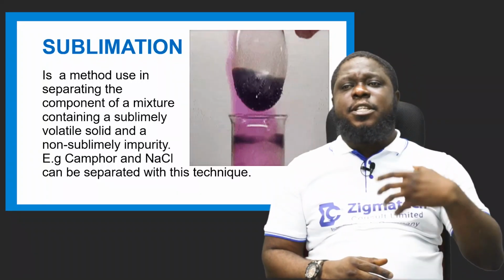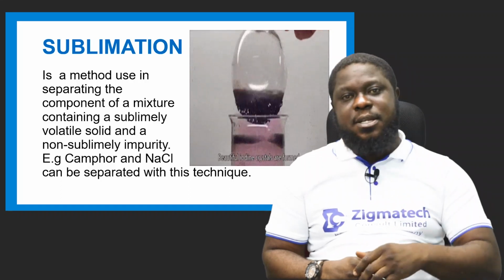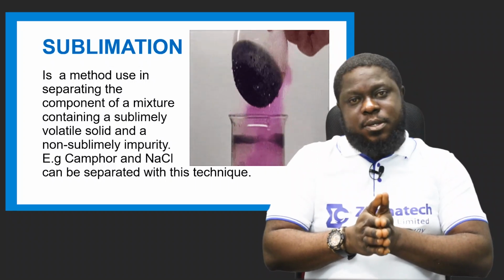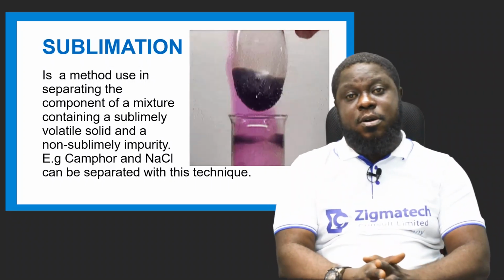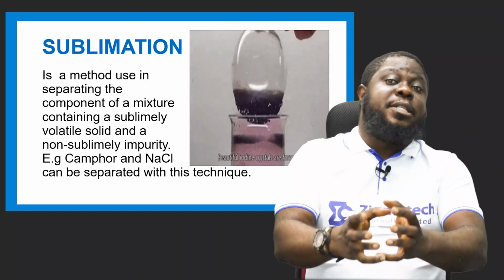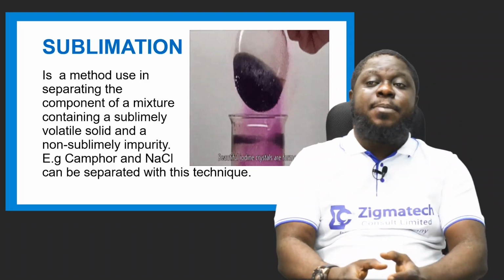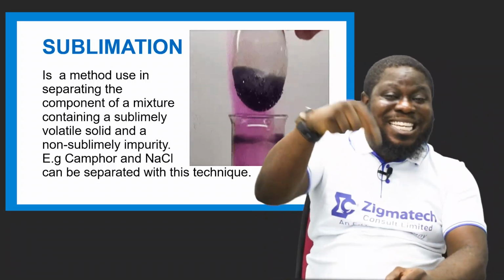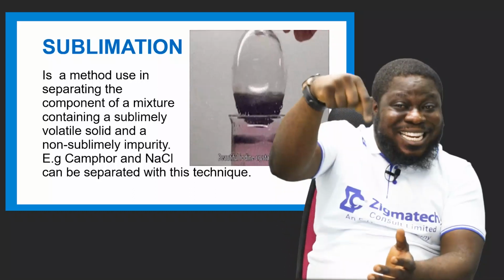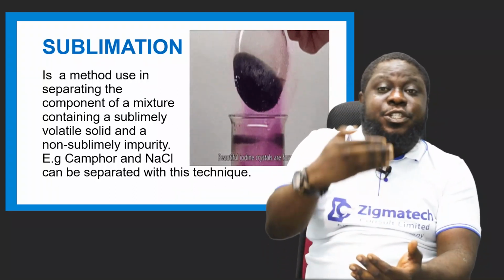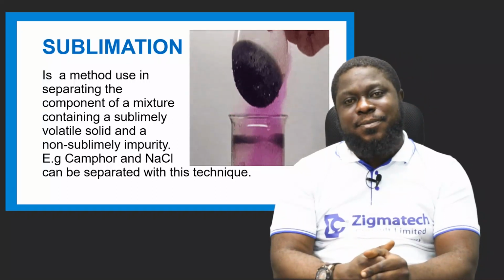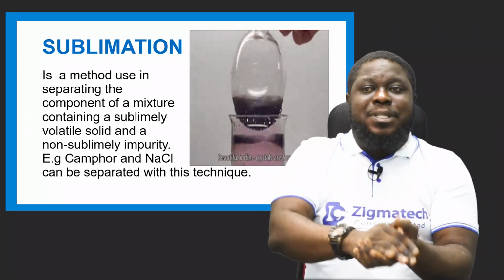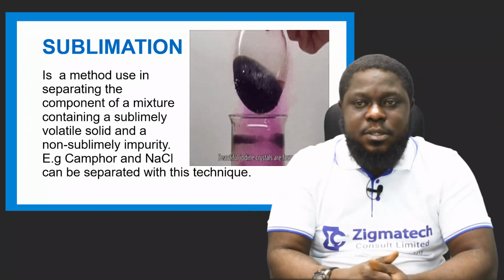So in that context, sublimation is used to separate a sublime volatile solid from a liquid. When you keep your ice block, the ice block will be evaporating. That particular vapor is still the ice block. If you take that vapor in a container and put it inside the fridge, it will change back to the solid.